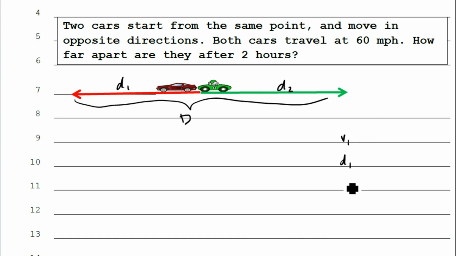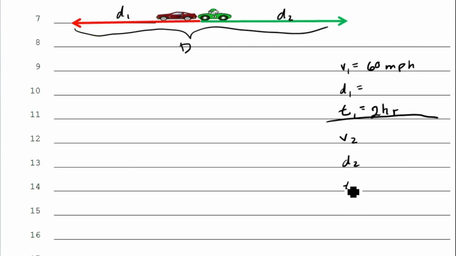V1, D1, T1. V1 equals 60 miles per hour. Don't know D1. And time is 2 hours. For V2, we have V2 equals 60 miles an hour. Don't know D2, and T2 is 2 hours also.